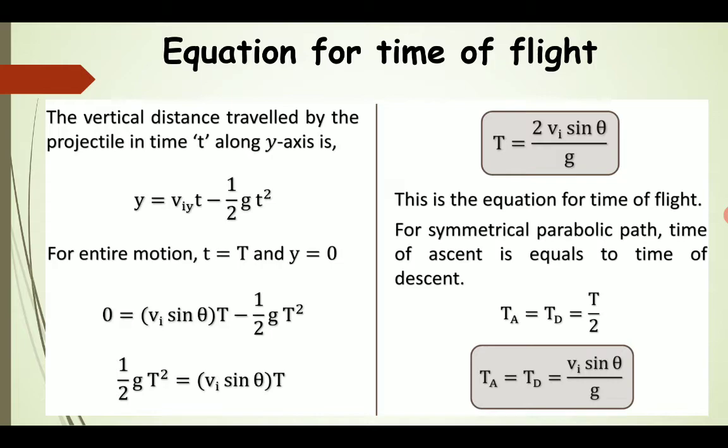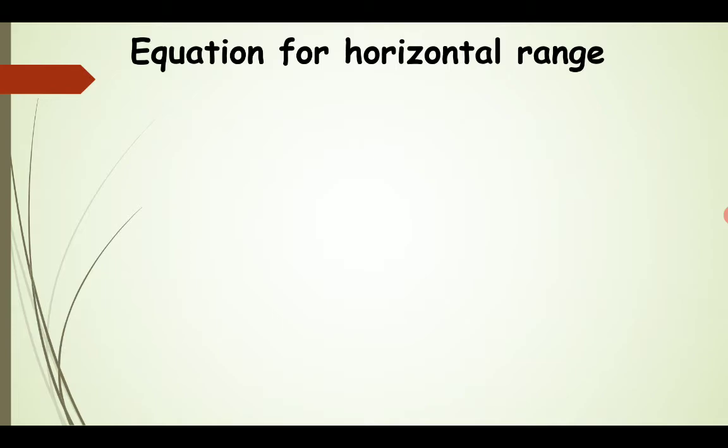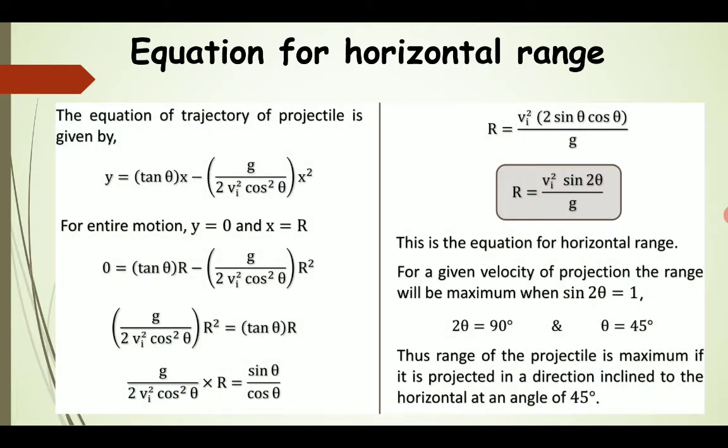After finding the time of flight, let us find the horizontal range for a given projectile. How much is the horizontal distance traveled by that projectile for a given time of flight? Now, we know the equation of trajectory of a projectile, the final equation we calculated. For the entire motion from the initial to the final position, the vertical distance becomes 0. So y is equal to 0, and x becomes the maximum distance traveled horizontally by the projectile, and that is the range of the projectile.